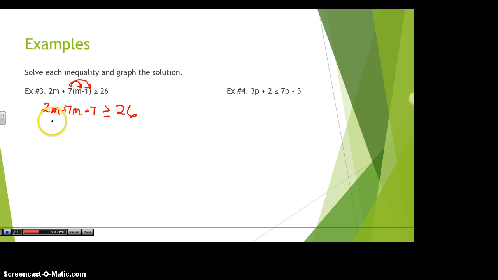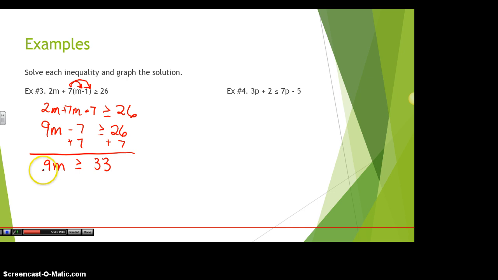Let's now combine like terms, we have an m and m, 2m, 7m. That's going to become my 9m minus 7 is greater than or equal to 26. We're solving for m, so we need to get m by itself. We're going to add 7 to the left, add 7 to the right. So I have 9m is greater than or equal to 33.